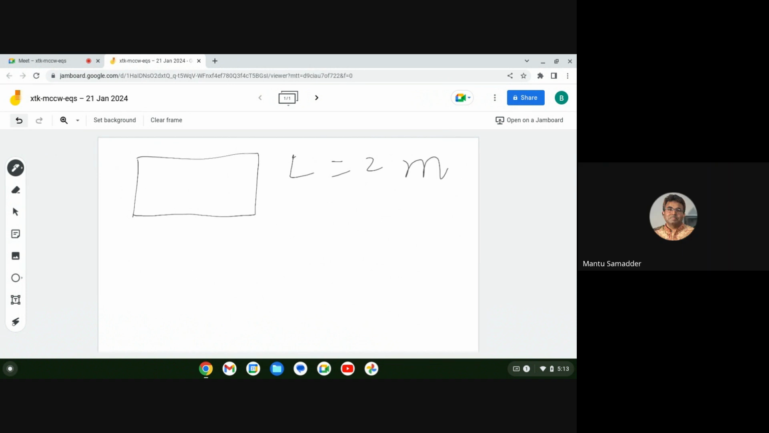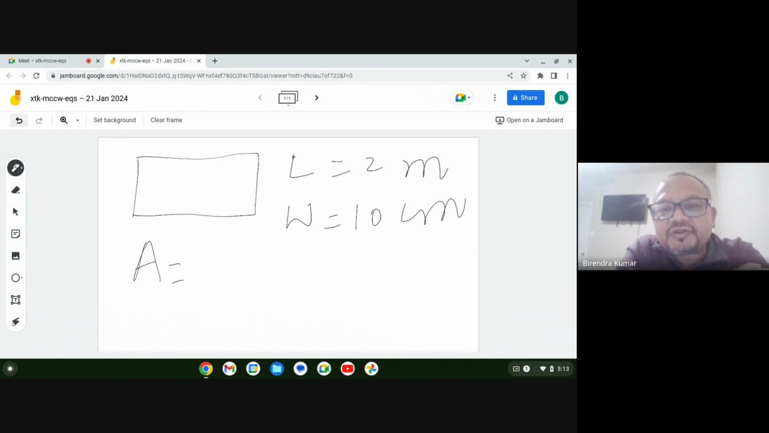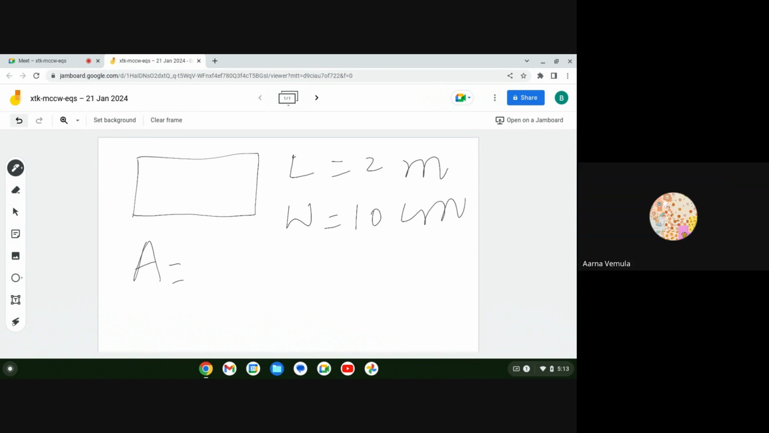I'm thirsty. Sure, sure. Length is 2 meter and width is 10 centimeter. Find out the area of the rectangle. So, Arna, I want to know how will you approach this problem? So it's gonna be 20 centimeters square, right?